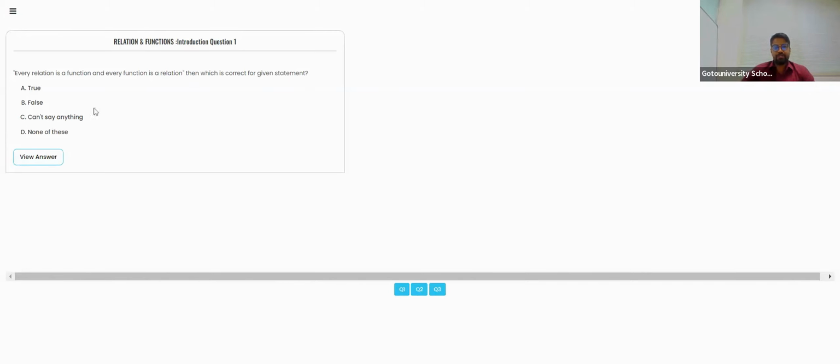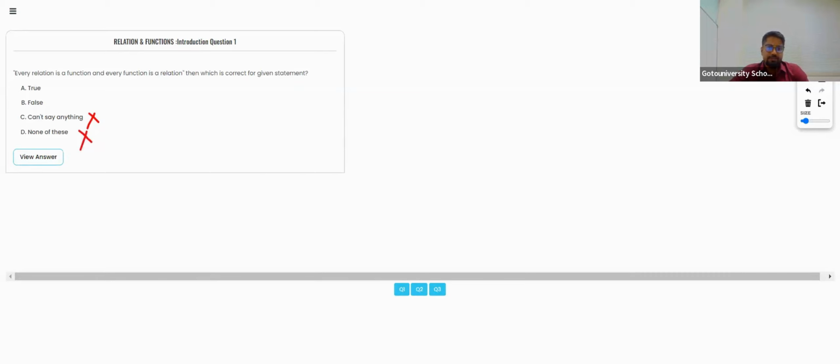Every relation is a function and every function is a relation. Which is correct for the given statement? I kept on repeating these words: every function is a relation, but not every relation is a function. So tell me now, is it true or false? Can't say anything is the most diplomatic answer, but you can't do that here. You have to give the right answer. It's either true or false.